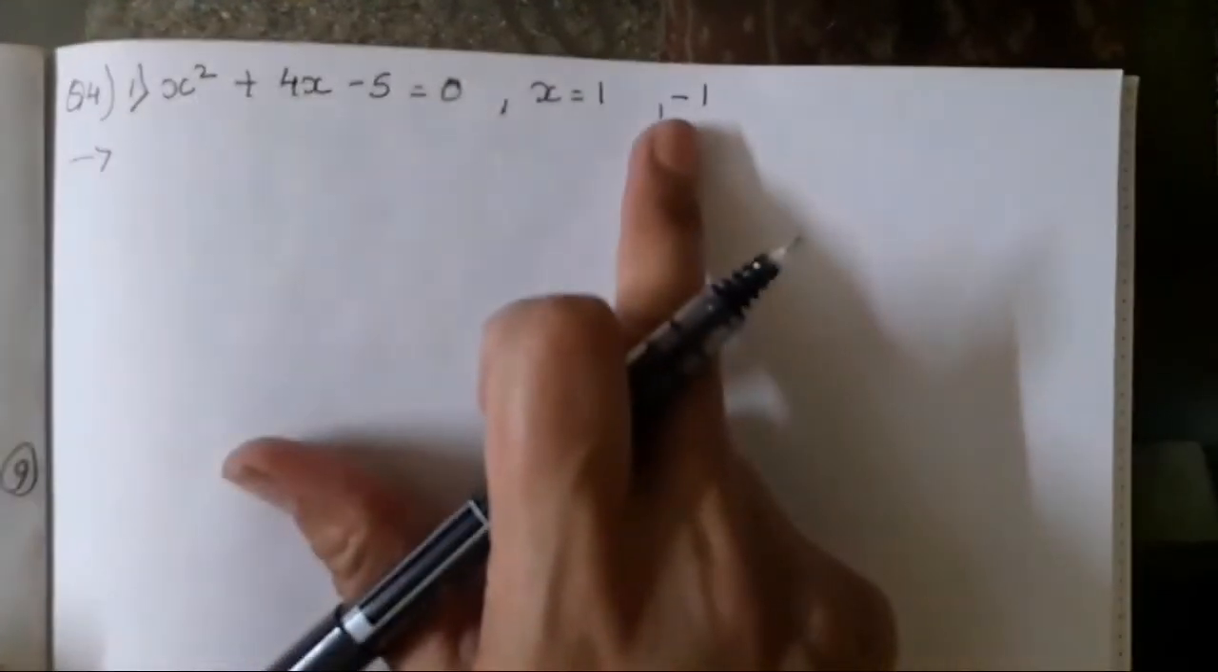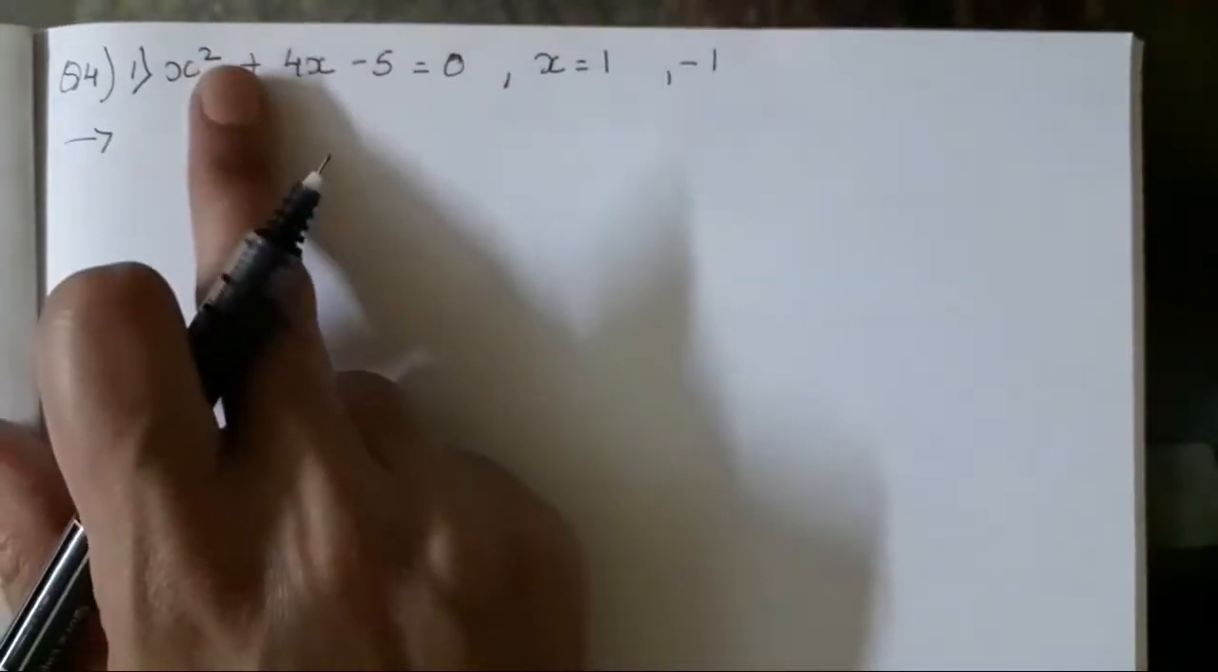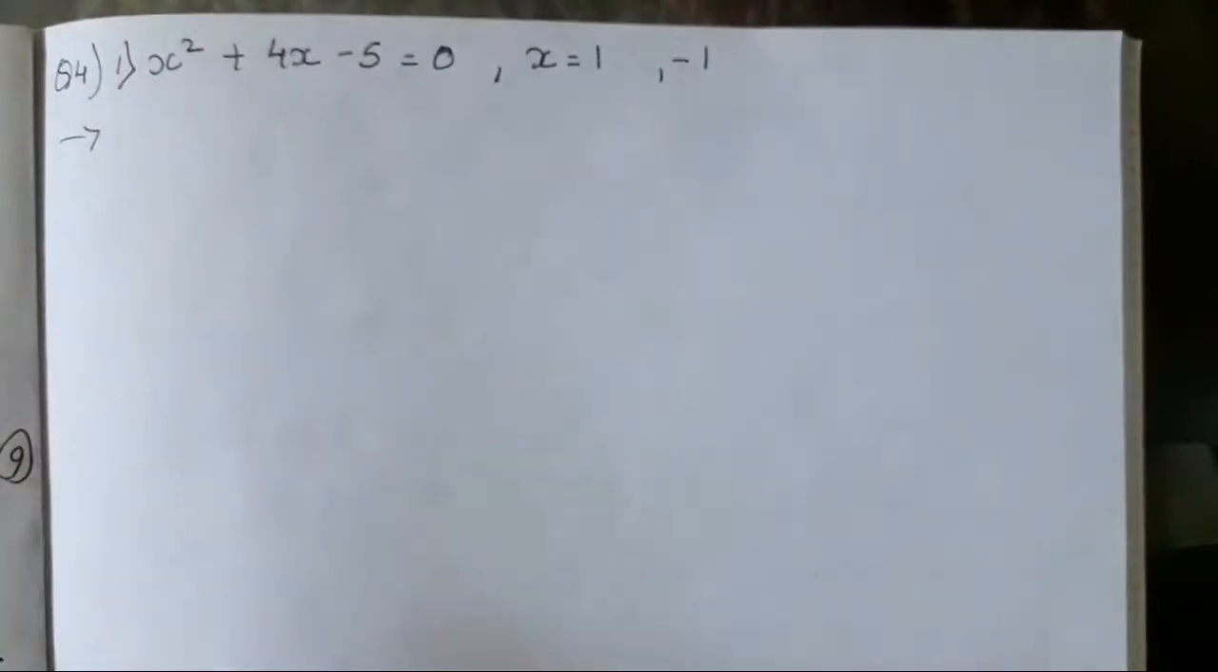Now in this question we have to determine whether the values given against each of the quadratic equations are roots of the quadratic equation or not. Okay, so these are the values of x that they have given. We have to substitute in this equation and find whether it's a root or not.